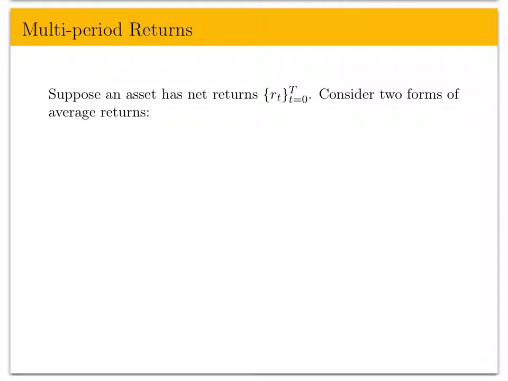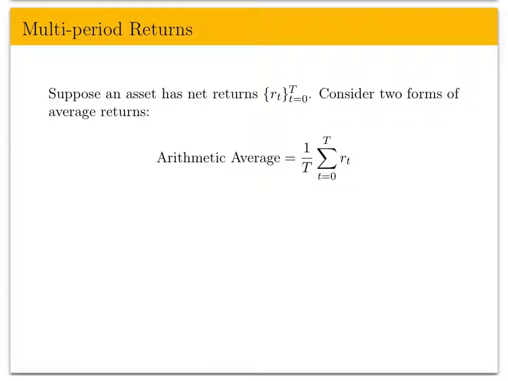So let's suppose now that we want to consider multi-period returns. In the previous slides we were looking at returns over one period of time. So now let's say you have a sequence of returns from some time that we initialize at time 0 up to some time capital T. This could be any number of periods. Let's consider two forms of average returns. The first is just the arithmetic average. That is, these being net returns, we just take the sum of the net returns here and divide by the total number of observations.